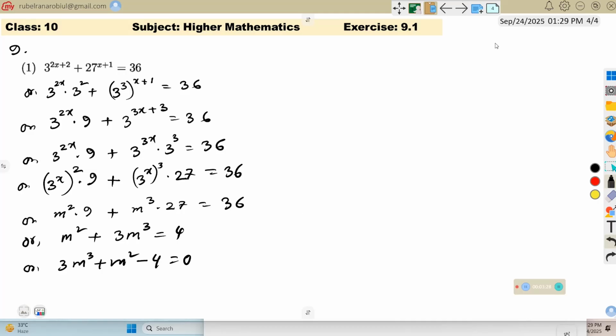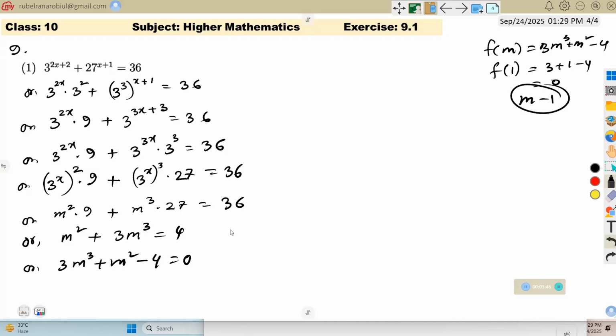How? Let this be f of m. So f of m is 3m cube plus m square minus 4. If we find f of 1, it will be 3 plus 1 minus 4, that is 0. So here m minus 1 is a factor, right? So in the next line we will do factorization. Our factor is m minus 1.